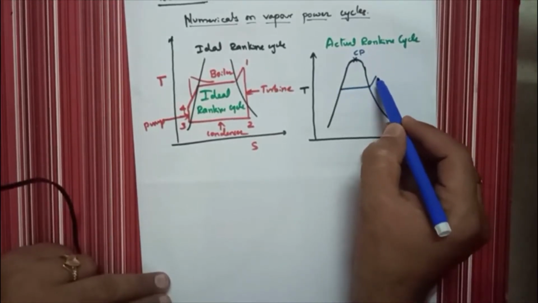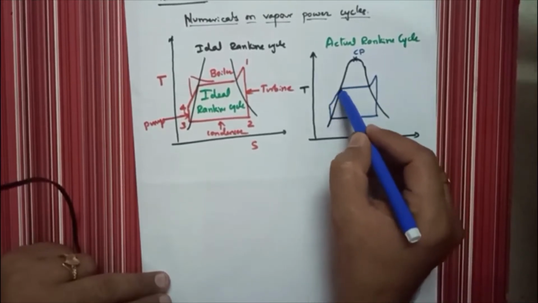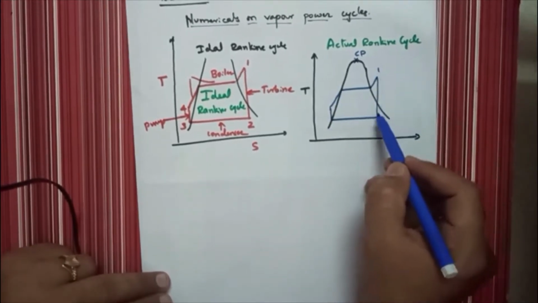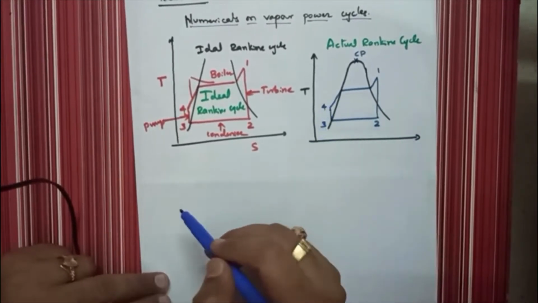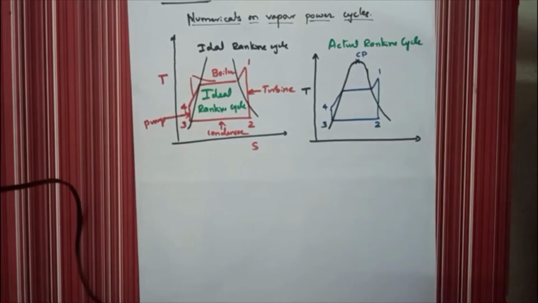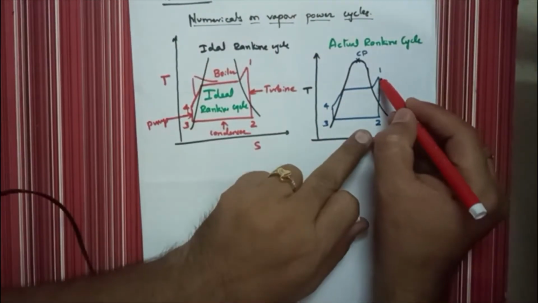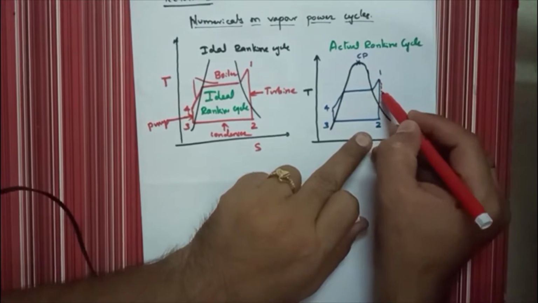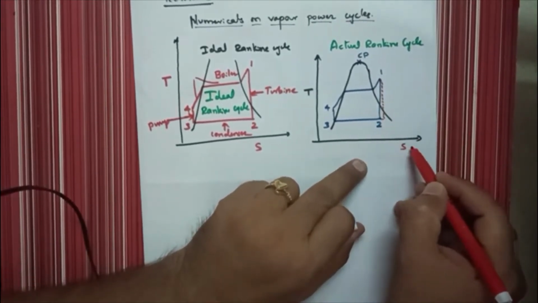It is exactly similar. There is not much difference between the actual and ideal cycle. The only difference is that in the turbine 1 to 2 process, and as well as in the pump 3 to 4 process, we will be considering the friction losses. Those friction losses will be represented like this. So 1 to 2, because of friction the heat will be generated. Because of the heat generated, the entropy increases. That is the S value here.